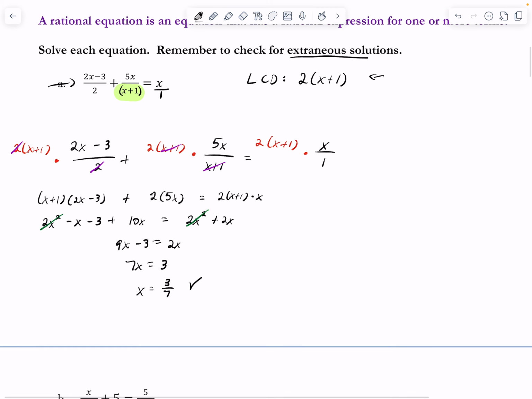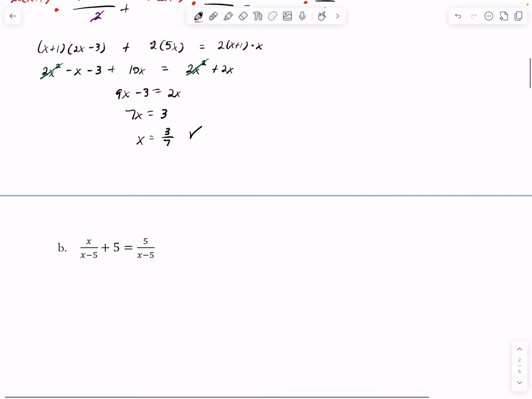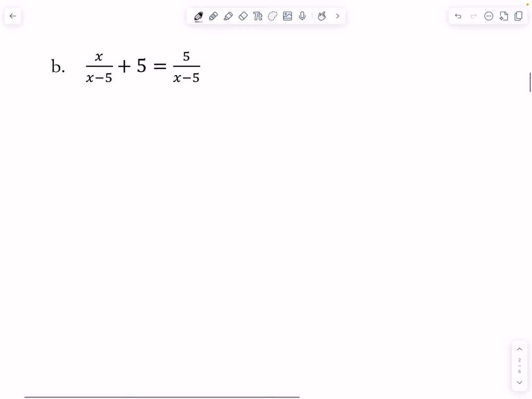Those are called extraneous solutions, and I'm sure we'll find one here soon. If you find a solution after you do all your work, but you plug it back in and it makes 0 in any of the denominators, just has to do it for one of them, then it's not a solution. It's called extraneous, all right? All right, here we go.